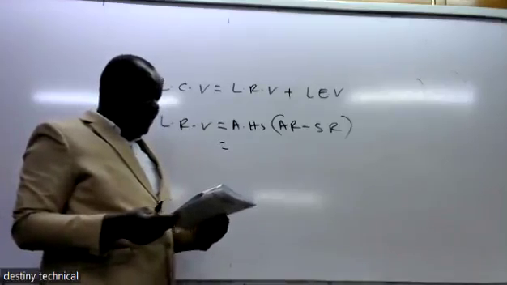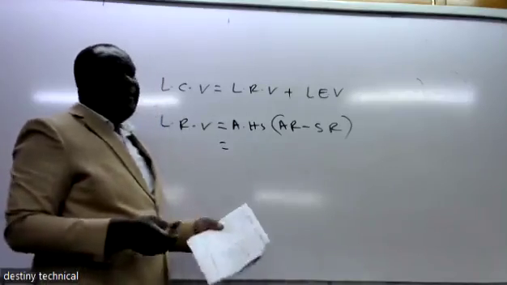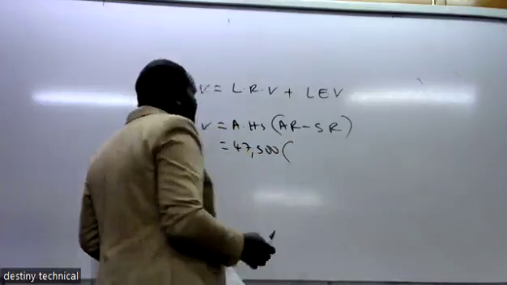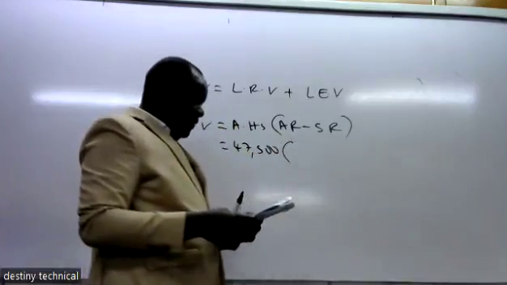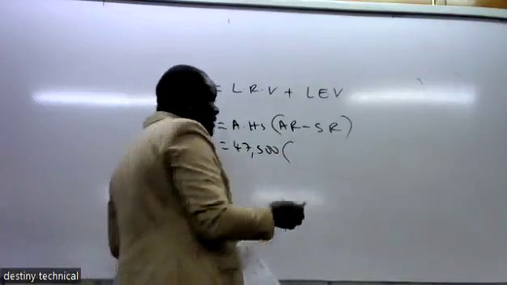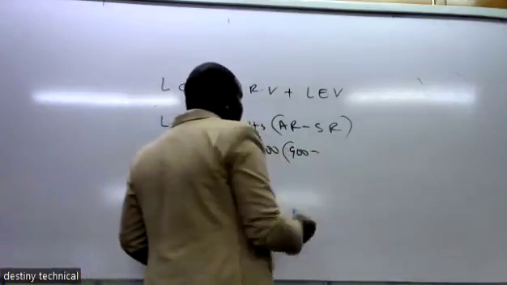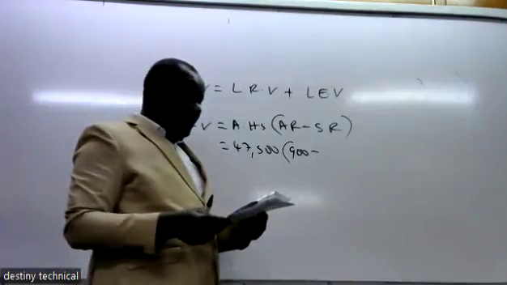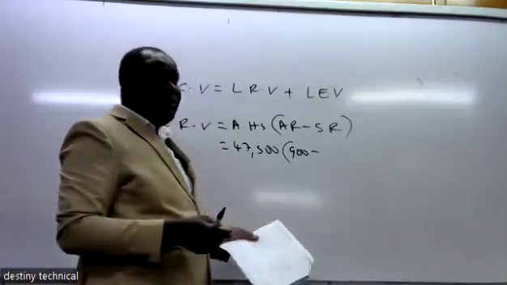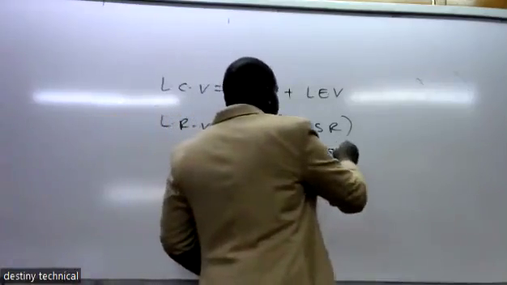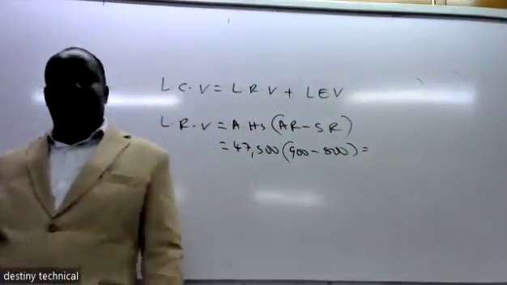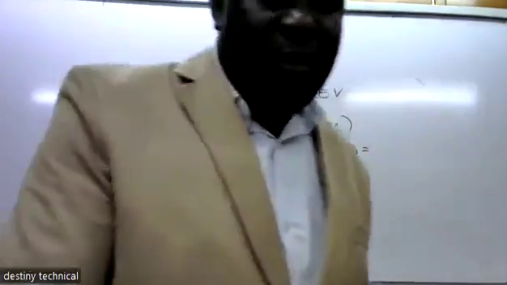Are you able to see the labor? They were 47,500. Actual rate is 900. Then the standard rate is given up there. Are you able to see 800? So that variance is meant to be adverse.